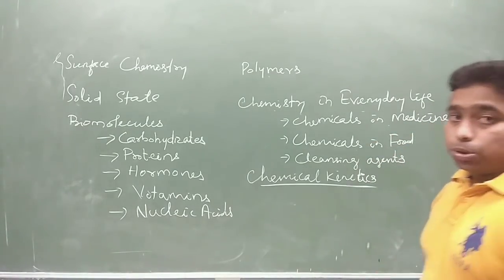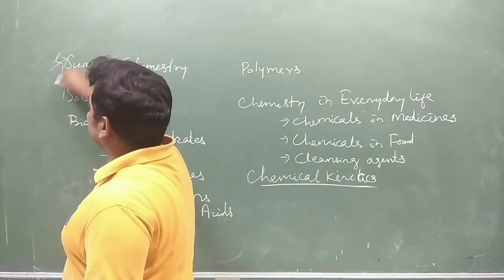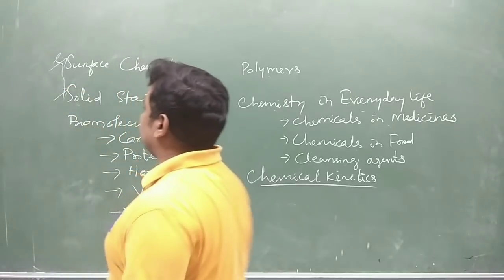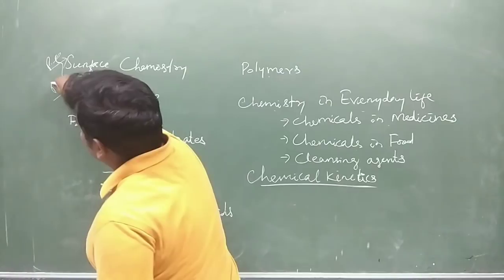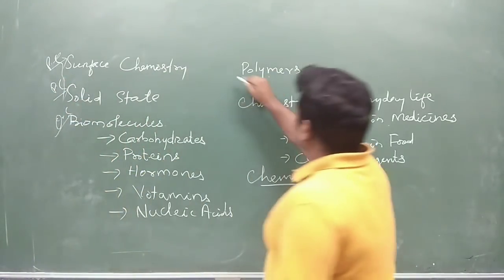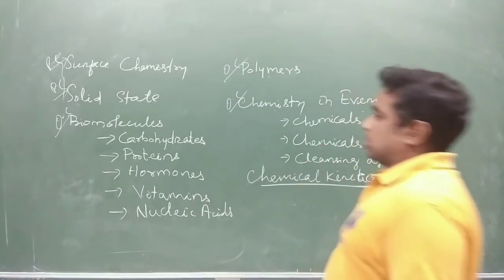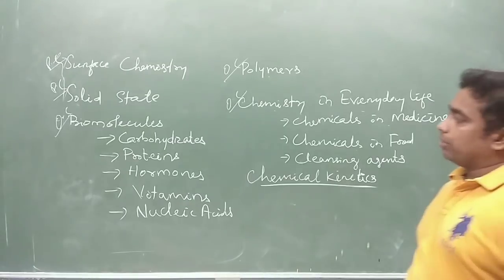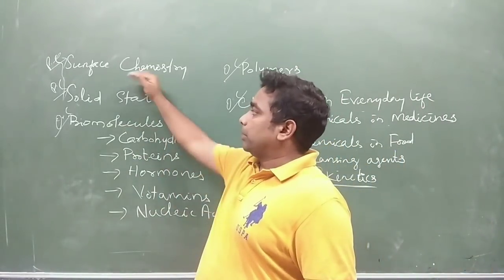So if you go unit wise, these are units of physical chemistry, and these are units of organic chemistry. From organic chemistry we have completed 3 units, and from physical chemistry we have completed 2 units.